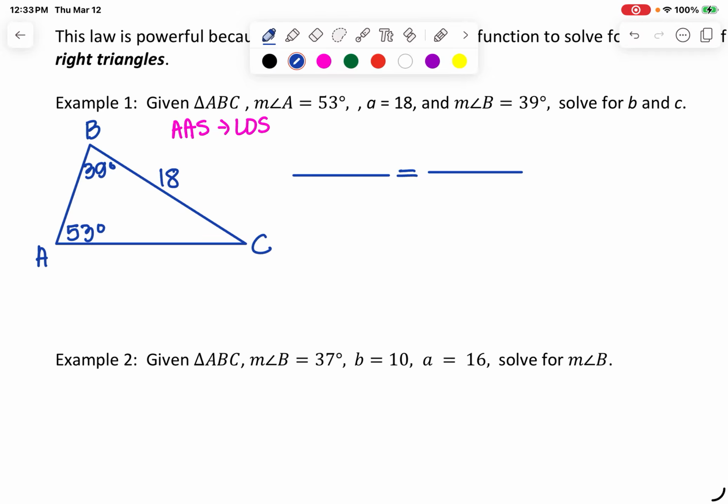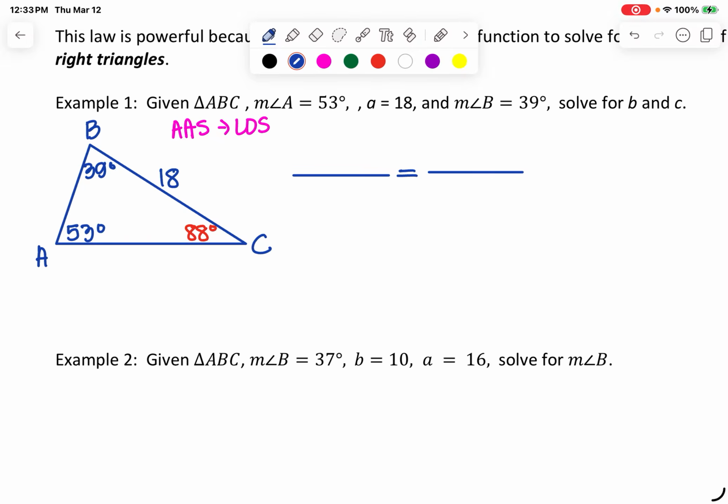All right, so first thing I'm going to do is find the missing angle in the triangle if I can, because I might need it. And guess what? I can. So I'm doing 39 plus 53, which is 92, and then 180 minus that, which is 88. So 39, 53, 88. All right, so now I'm going to use the law of sines.